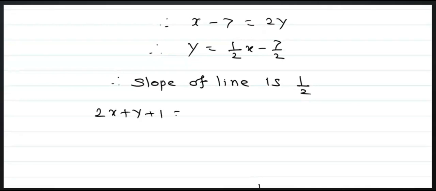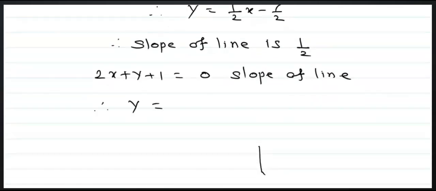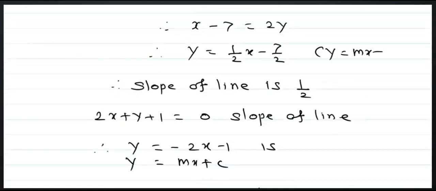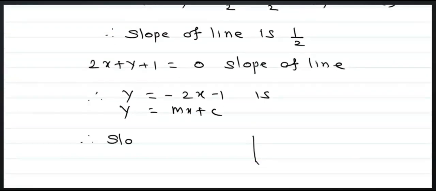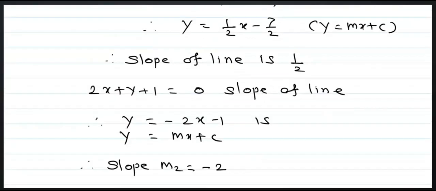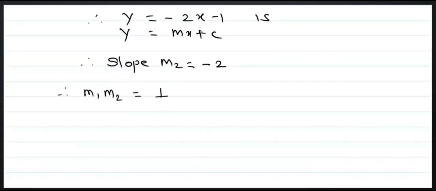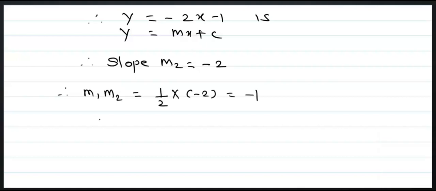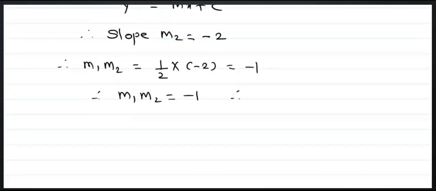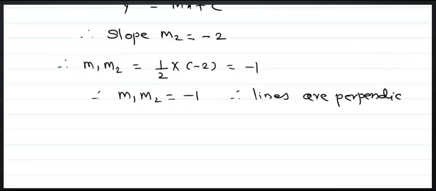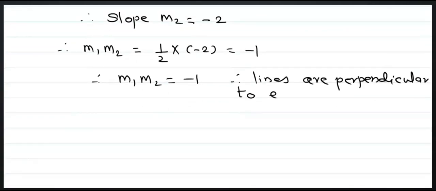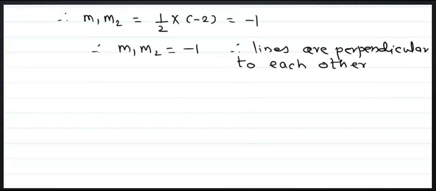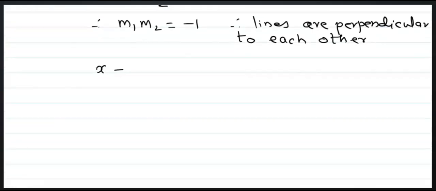And the next is 2x plus y plus 1 is equal to 0. The line is y is equal to minus 2x minus 1, written as y is equal to mx plus c. Therefore, the slope m2 is equal to minus 2. Now the product of the slopes m1 into m2: m1 is 1 upon 2 and m2 is minus 2, and their product is minus 1, and hence the given lines are perpendicular to each other. Now next, to find their point of intersection, as they are perpendicular to each other, they must intersect.